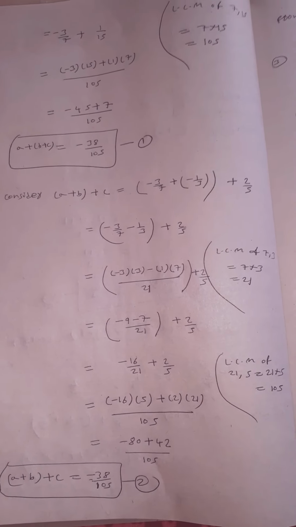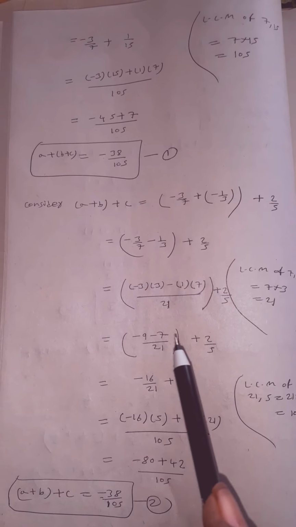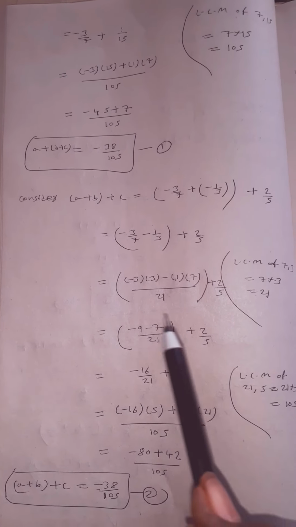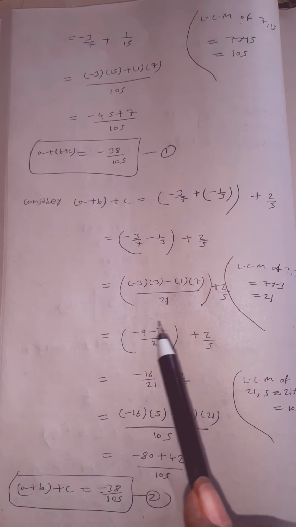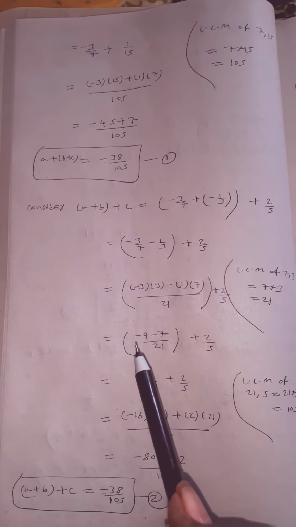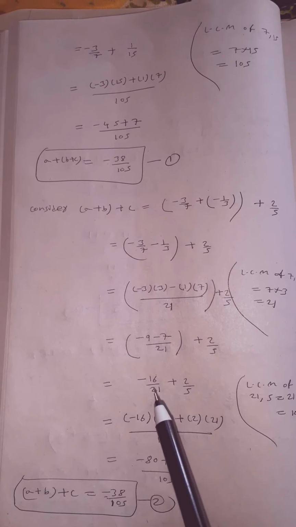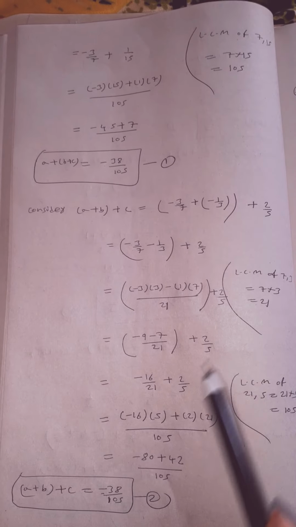So minus 9 minus 7, add two negative integers, children. So don't do your minus into minus. Why? Because most of the students will do your mistake. So we should add here two negative integers, children. So minus 9 minus 7 means write minus as it is. 9 plus 7 is 16, means minus 16 by 21 plus 2 by 5.